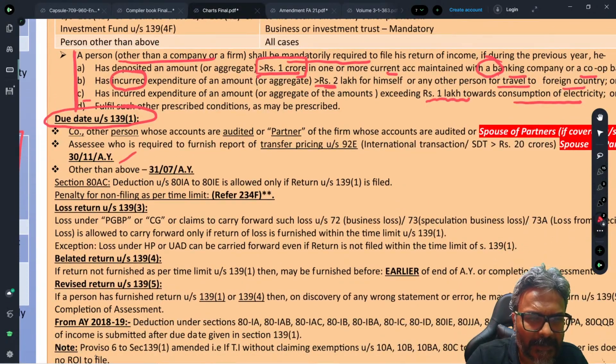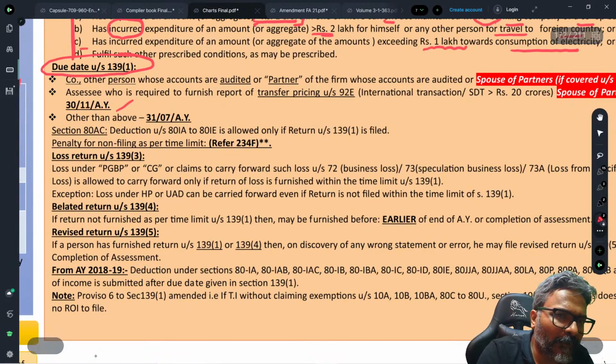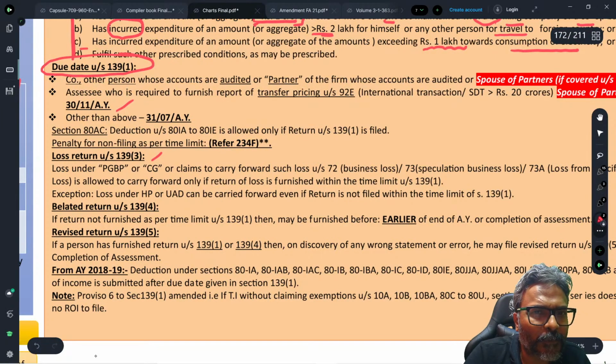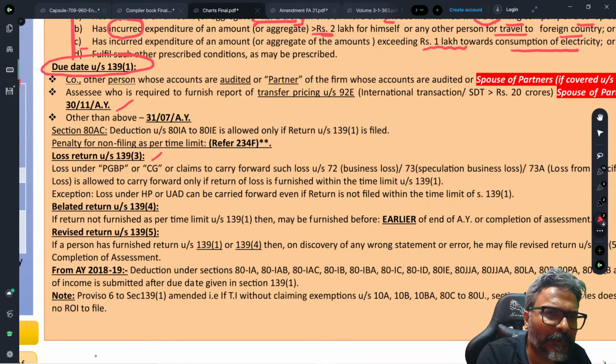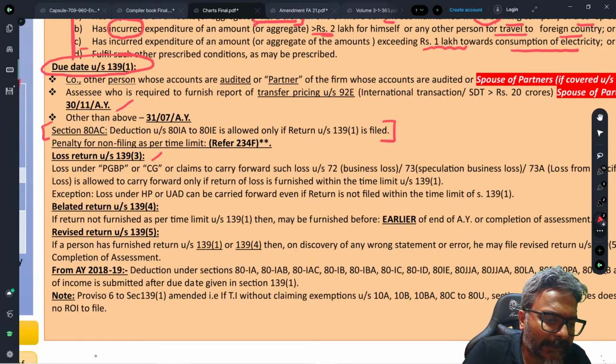Fair enough. Now, students, the situation of a loss return, 139(3). You all are aware, students, this is an important section. 80IAC.